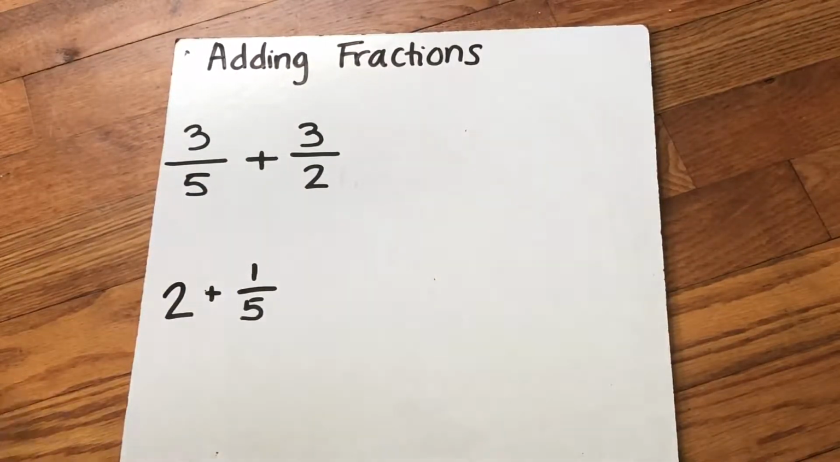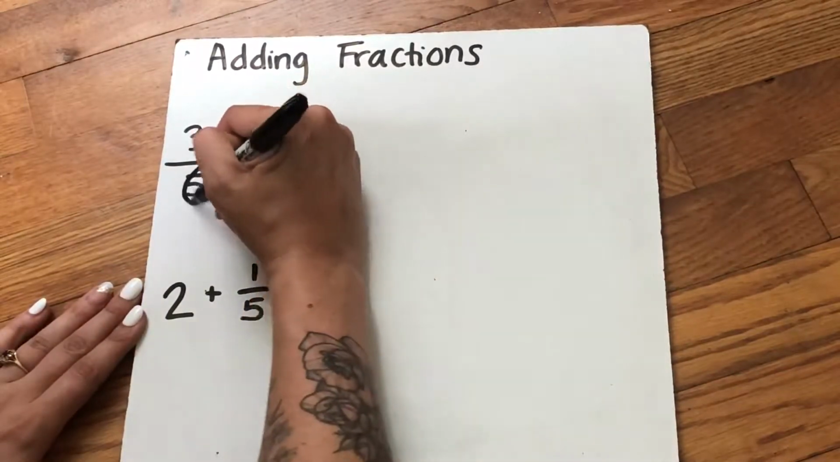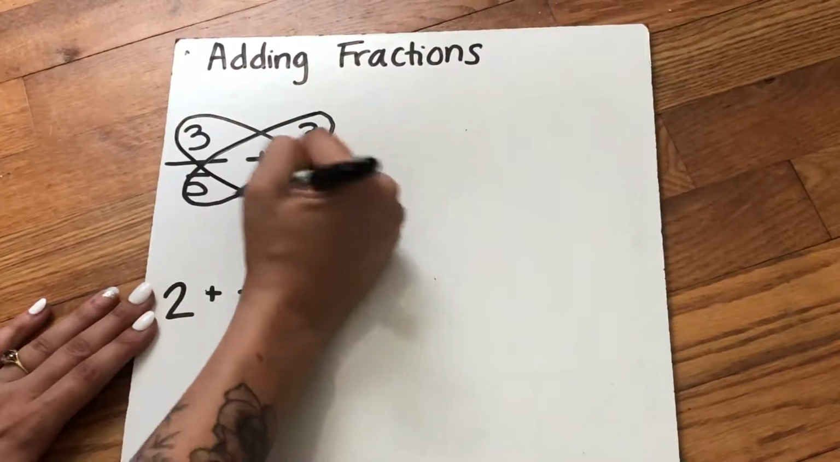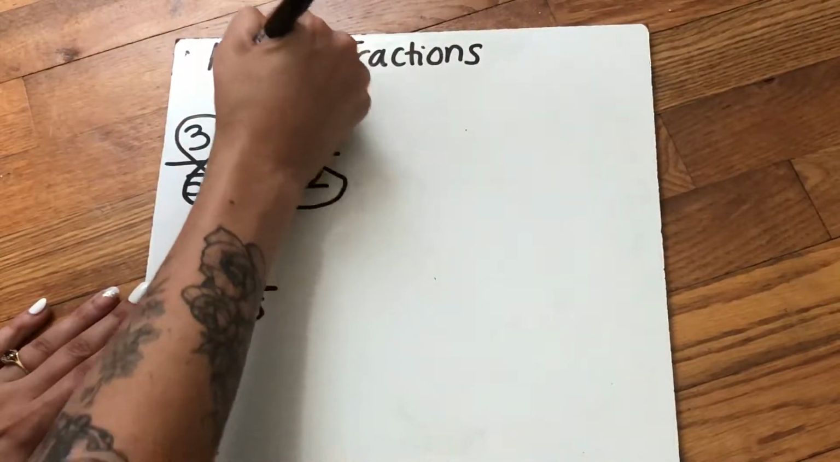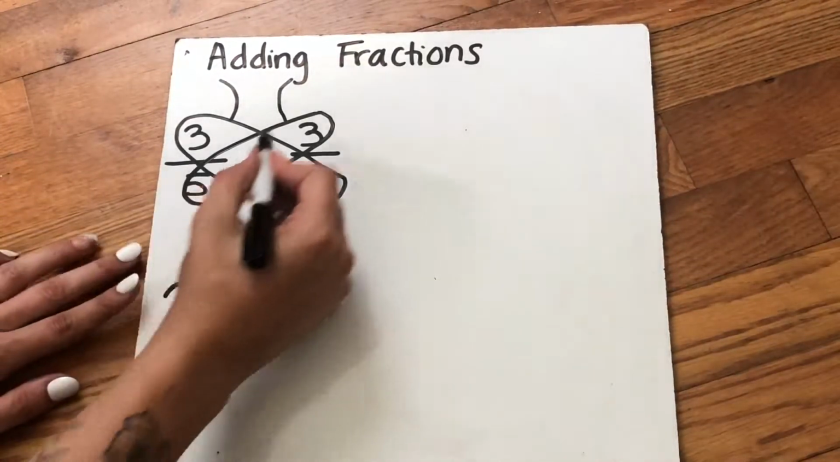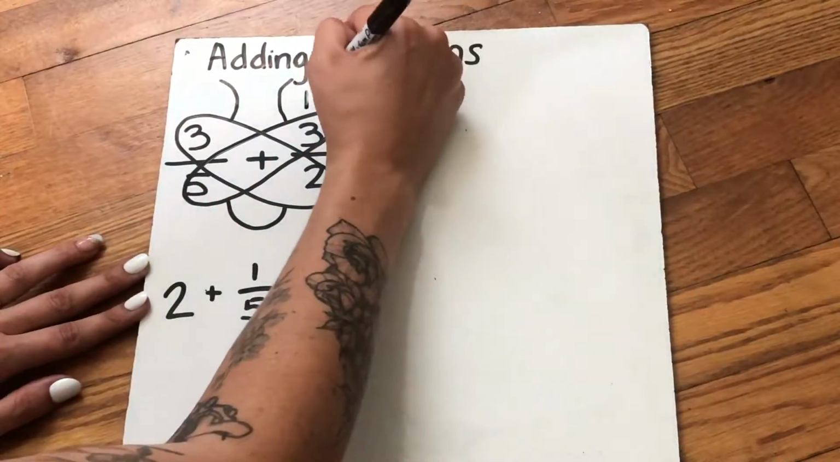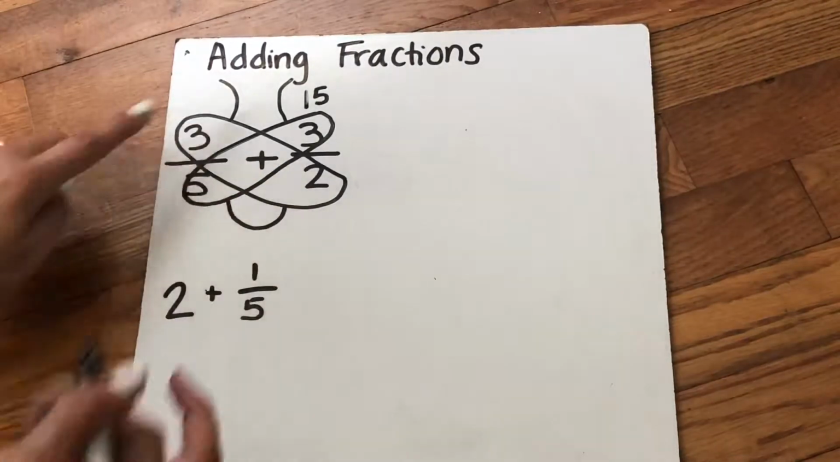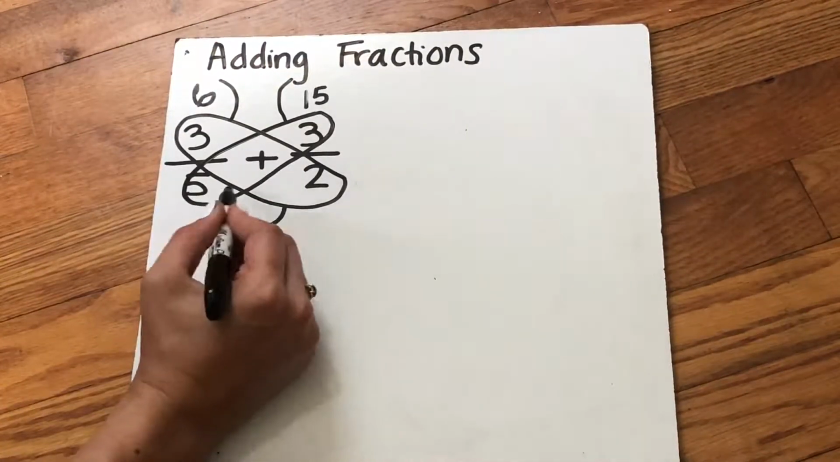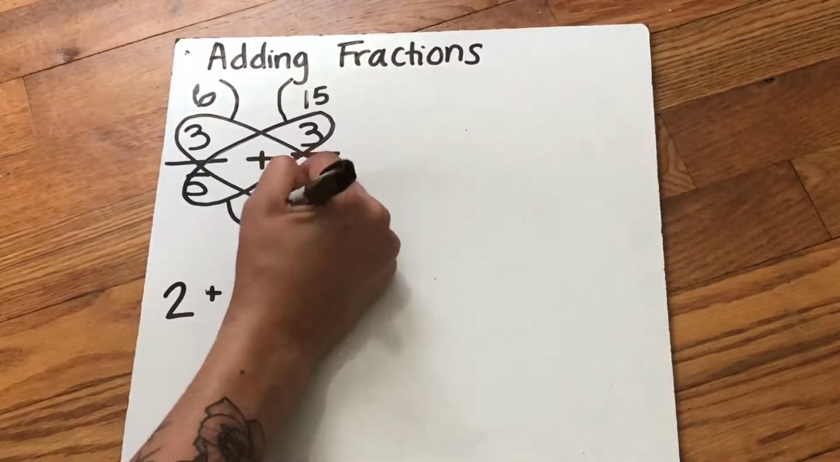So we're going to set up our butterfly first. So we have our wings, we have our body, and we have our antenna, okay? So the first step we're going to do is cross multiply. I'm going to do 5 times 3 to get 15, and 2 times 3 to get 6. Then I'm going to multiply our denominators. 5 times 2 is 10.